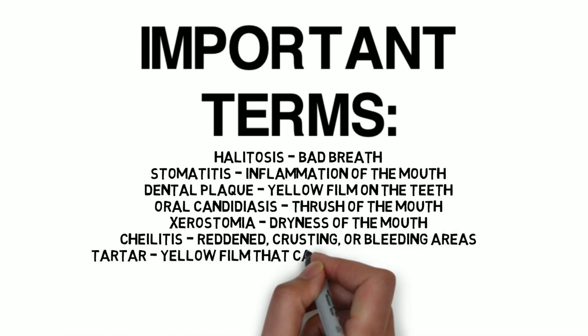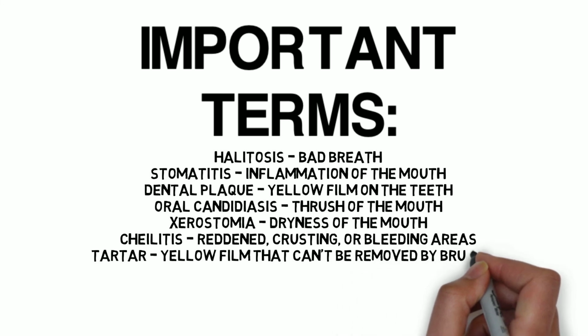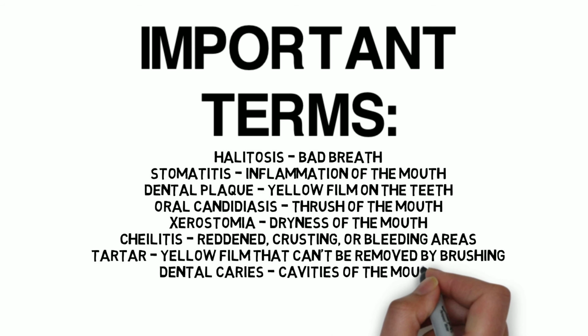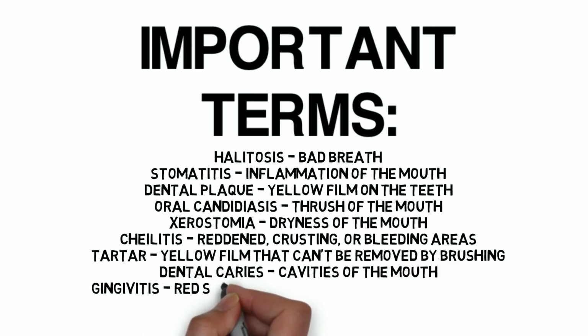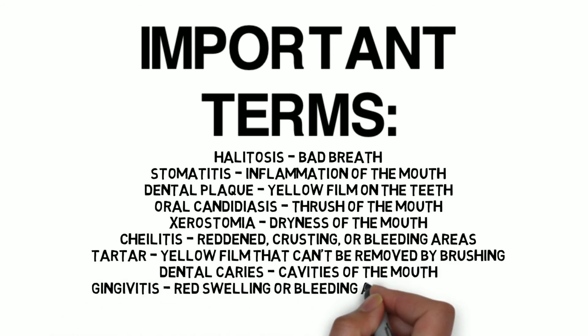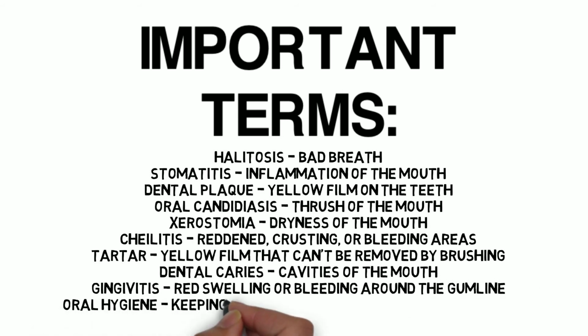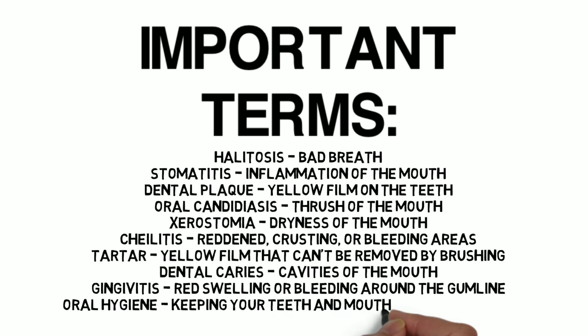Cheilitis, that's reddened, crusting, or bleeding areas. Tartar, yellow film that can't be removed by brushing. Dental caries, that's cavities of the mouth. Gingivitis, red, swollen, or bleeding around the gum line. Oral hygiene, keeping your teeth and mouth clean and healthy.